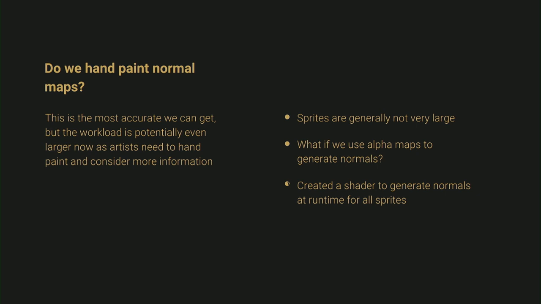So then what if we paint the normal maps by hand? Doing this is the most accurate we could get, but then the workload is even larger now for artists as they have to paint in more information. So we decided this approach also wasn't viable for us. In the end, we realized that because our sprites are so low resolution, we could essentially run an edge detection shader on them, and then we could just generate edge normals from that. And so how that works is we've got an example here of a selection of some theoretical alpha map we could have. And so the white squares are just opaque texels, the black are transparent, and the red are outside the 0 to 1 range.